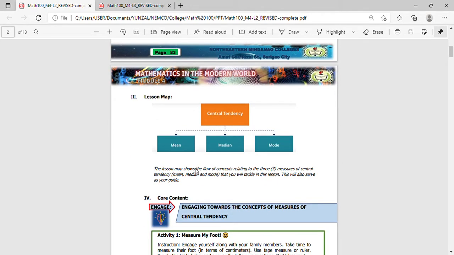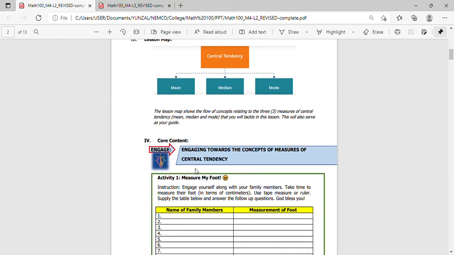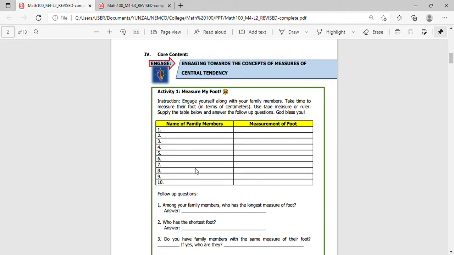So when we talk about central tendency, we will be dealing with these three types of central tendency: the mean, the median, and the mode. Later we will discuss each one of them. And of course, again, I'll be giving you this assignment.